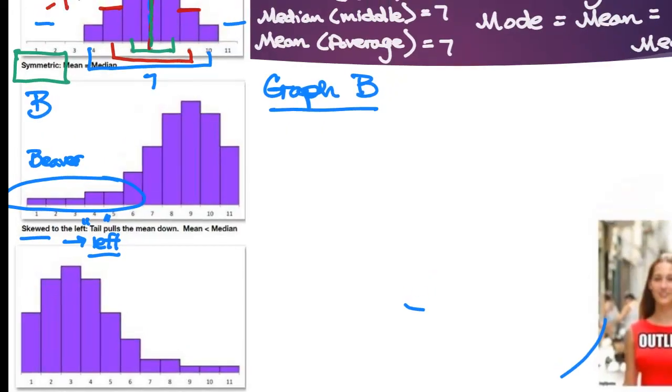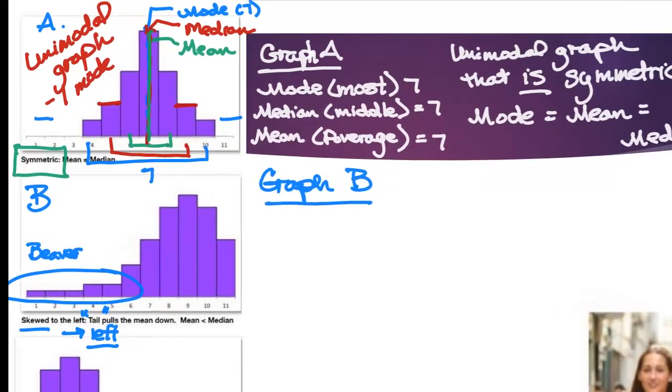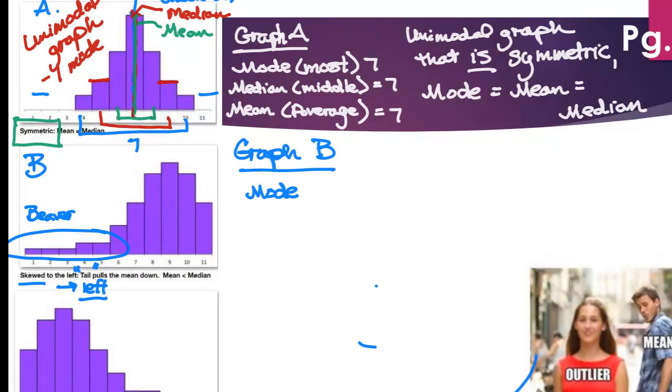Okay? All right, so let's talk about what we think the most obvious thing here is, and I'm going to say that is the mode. The mode is 9, yes. Any question about that? It is the highest bar. It's the one that occurs the most often.